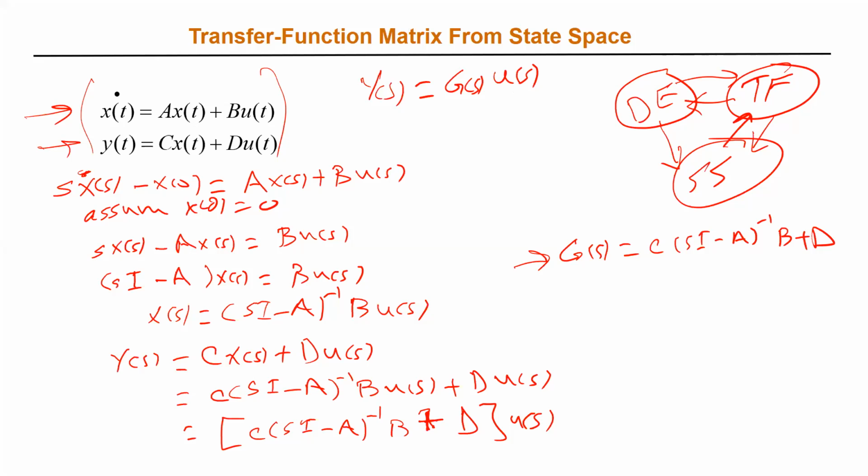For the given A, B, C, D, I have only one transfer function. However, if I have a transfer function, I could have infinitely many A, B, C, D. Any question here? Any question here, Shabab?